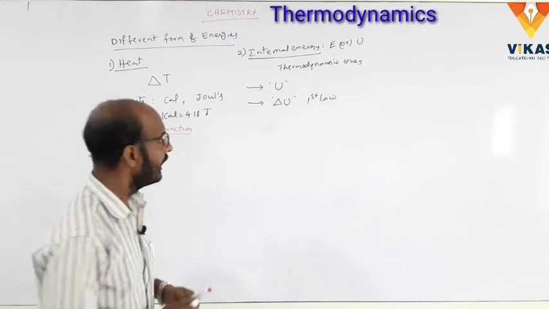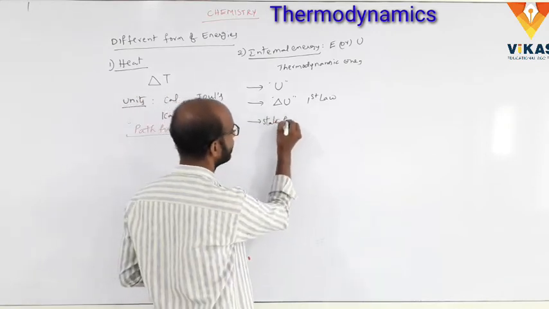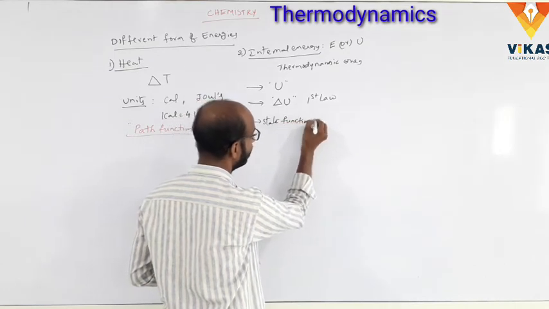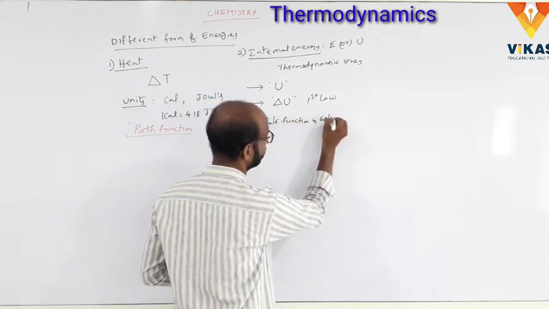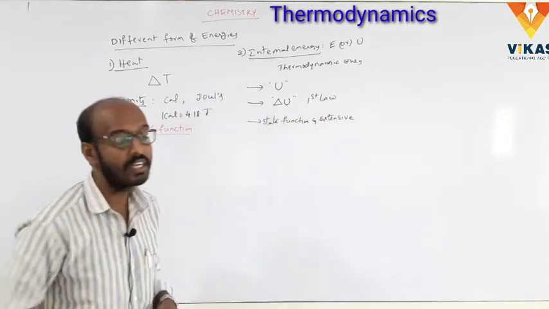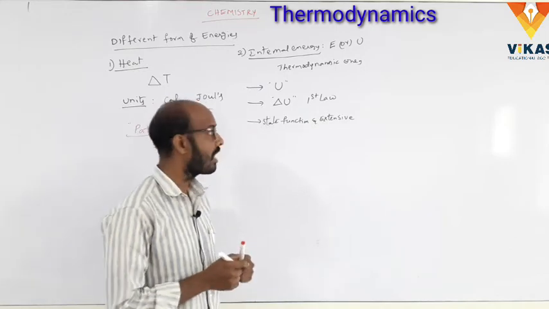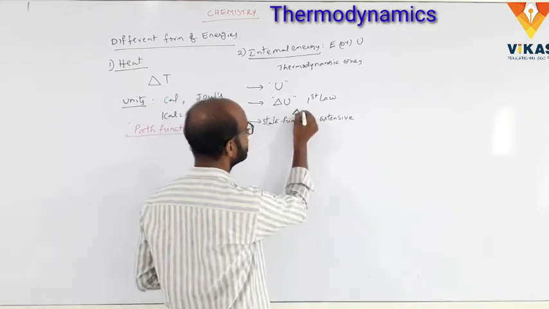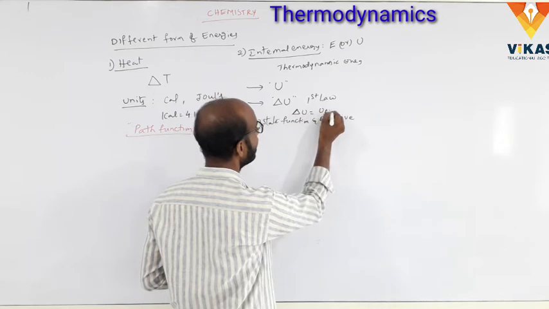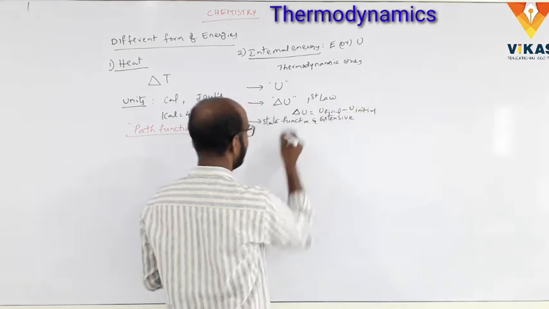It is a state function and an extensive property. Why is it called a state function and extensive property? Here the internal energy depends upon the initial and final states. How? Delta U means U final minus U initial.